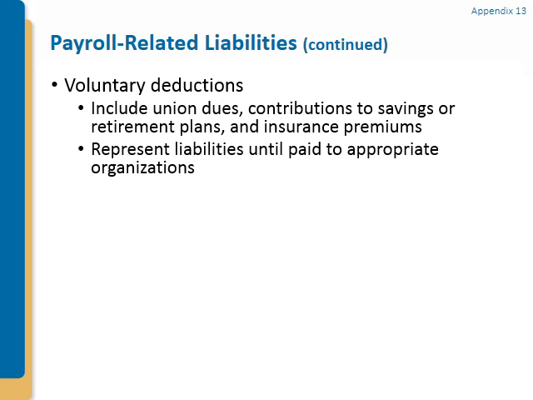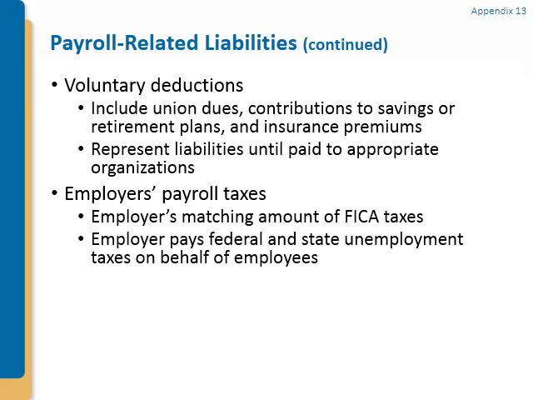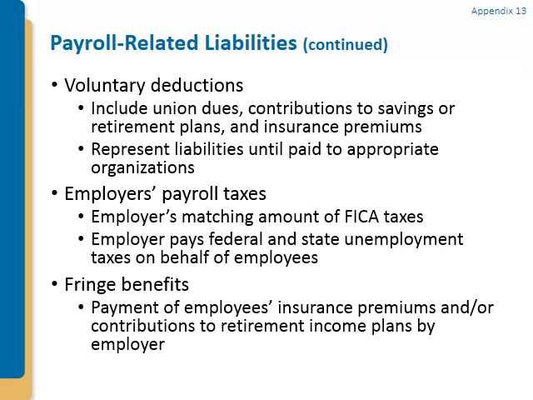Besides the required deductions for income taxes and Social Security taxes, employees often authorize their employers to deduct other amounts from their paycheck. These deductions might include union dues, contributions to savings or retirement plans, and insurance premiums. Amounts deducted this way represent liabilities until paid to the appropriate organization.